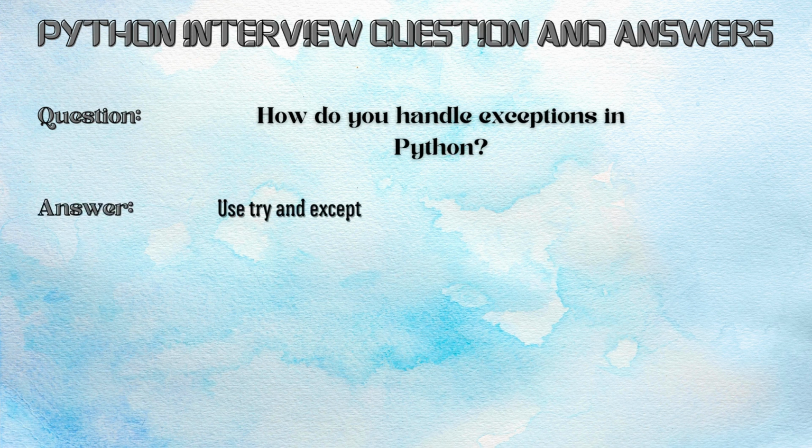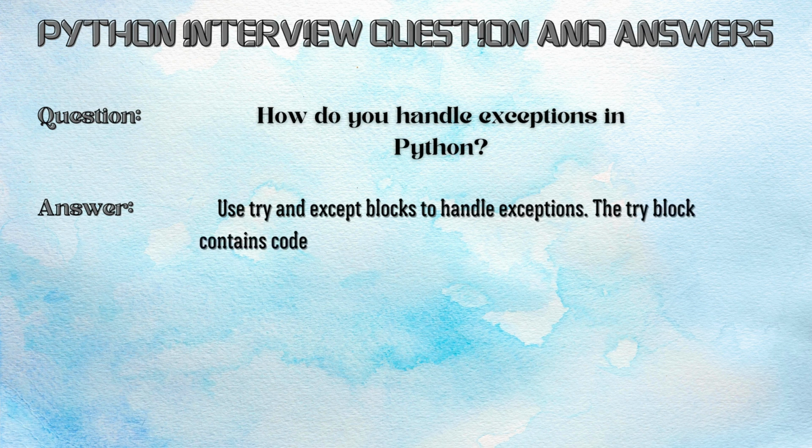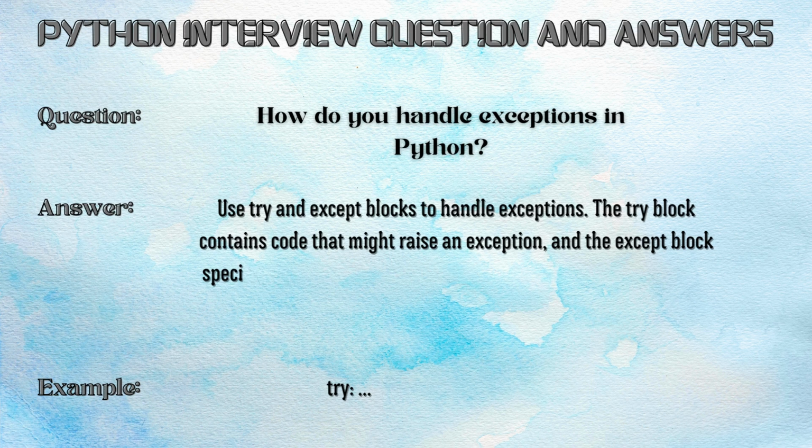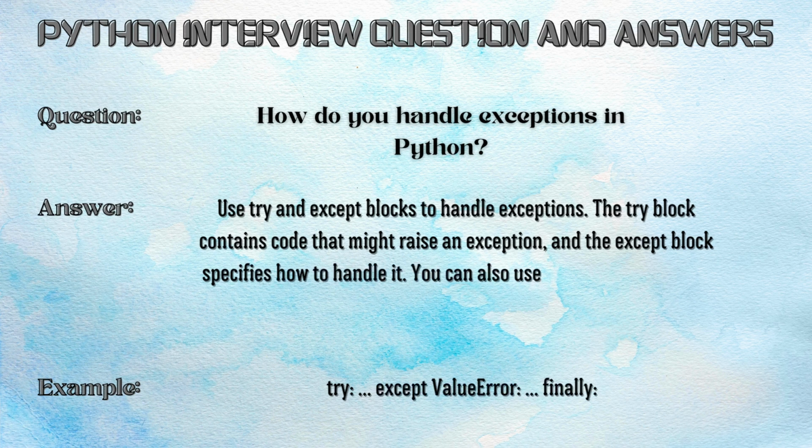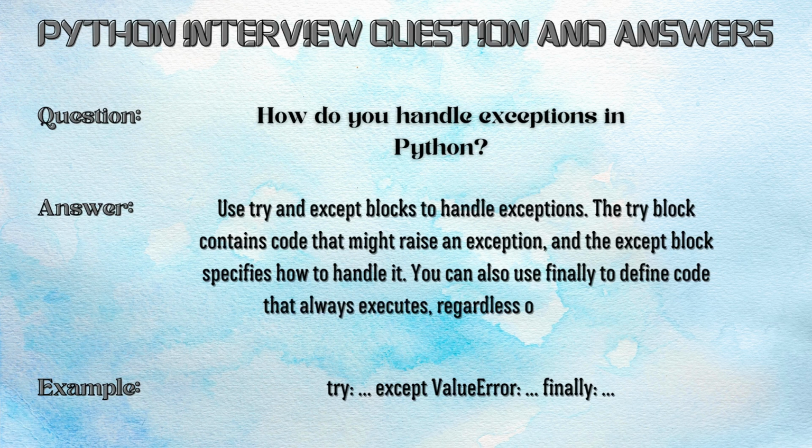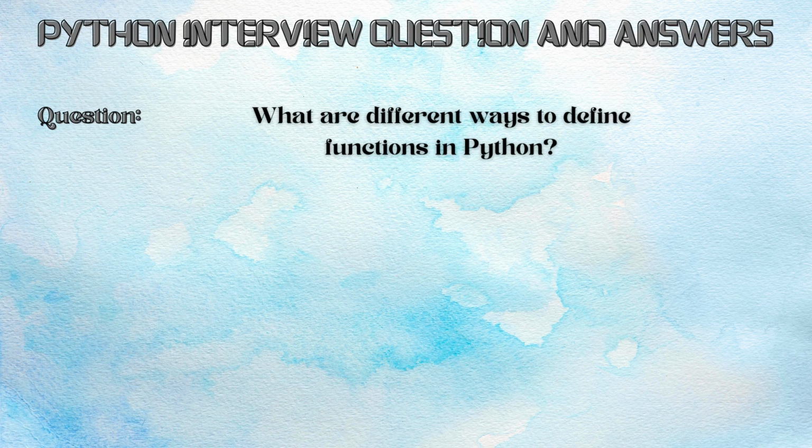How do you handle exceptions in Python? The answer is use try and except blocks to handle exceptions. The try block contains code that might raise an exception, and the except block specifies how to handle it. You can also use finally to define code that always executes, regardless of an exception. For example, try, except ValueError, finally.